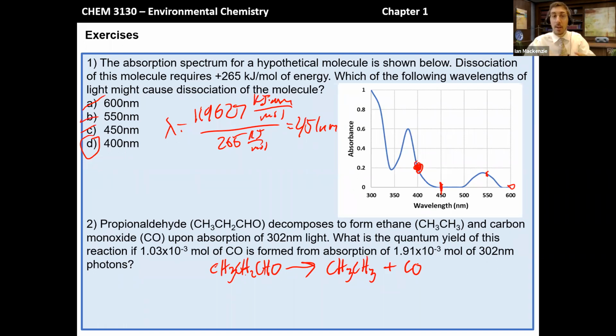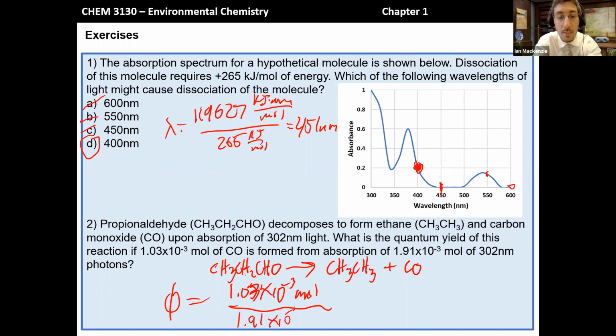And so my quantum yield is simply the number of moles that reacted divided by the number of photons absorbed. So 1.03 times 10 to the minus 3 moles that reacted divided by 1.91 times 10 to the minus 3 moles of photons absorbed. And if I plug that into my calculator, 1.03 divided by 1.91, I come out with a quantum yield of about 0.54 for this reaction.